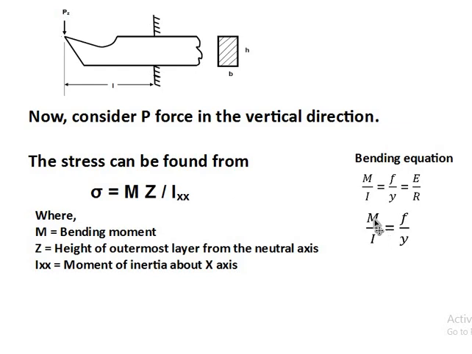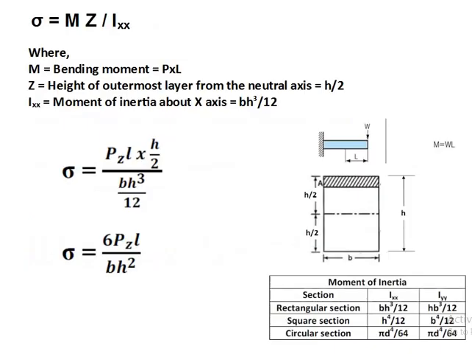That means M is the bending moment. Y here is Z, that is the height of the outermost layer from the neutral axis, and Ixx is the moment of inertia about the x axis. So now find out the bending moment and the moment of inertia about the x-axis.